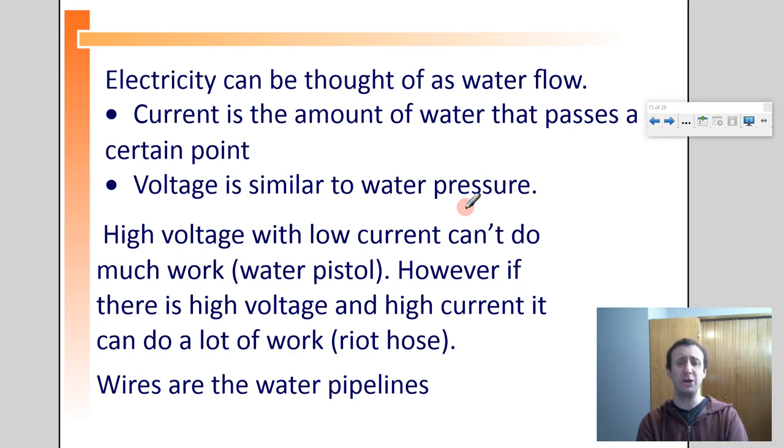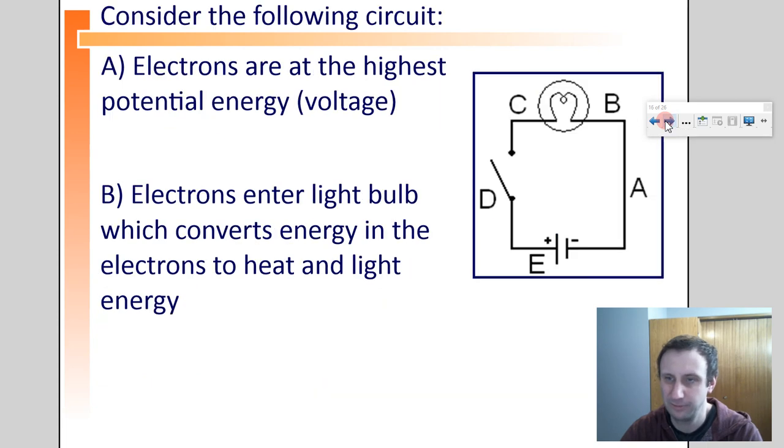So high voltage with low current can't do much work. Think about a water pistol. However, if there is a high voltage and a high current, it can do a lot of work, like a riot hose. And wires are like the water pipelines that things are moving through. However we want to think about it, that's what the wires are like.